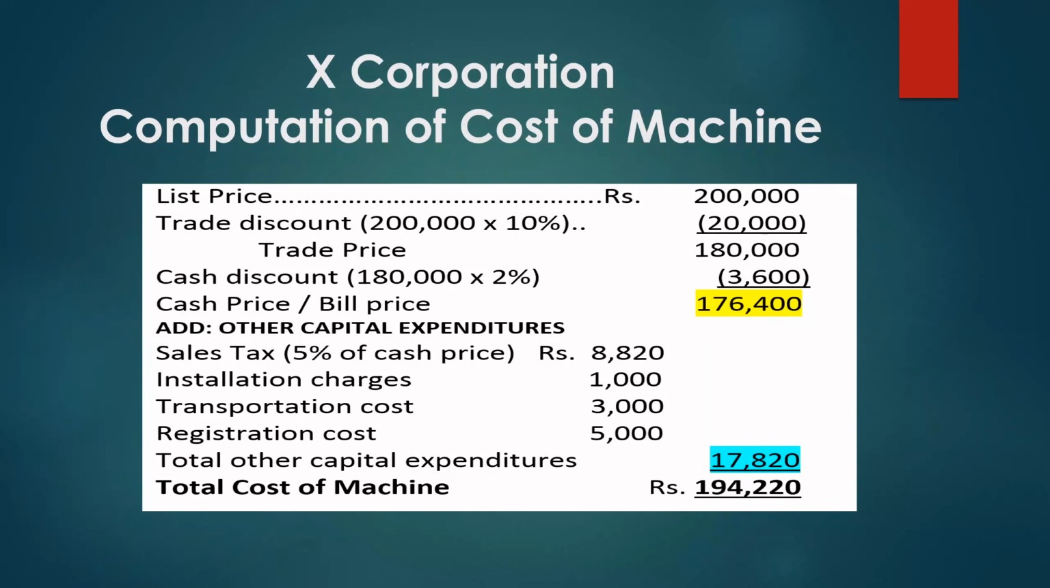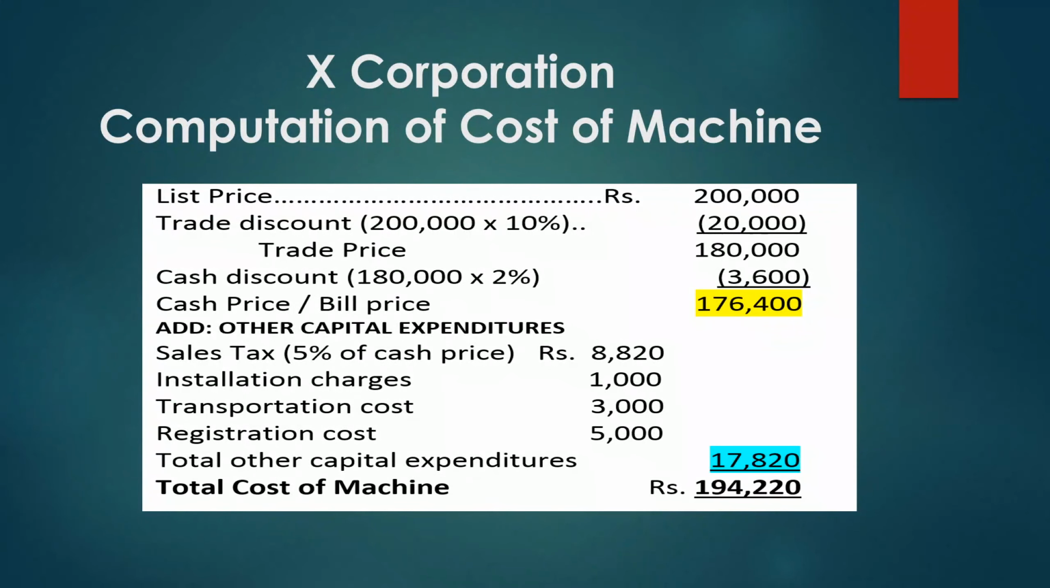Now we have to add other capital expenditure so that we can calculate the total cost of machine. As we already discussed, there are 4 expenses here which are known as capital expenditure: sales tax, installation, transportation and registration. So you can add all these 4 capital expenditures and the result is 17,820. So the total cost of machine, by adding the cash price and total other capital expenditures, we have calculated 1,94,220. Now let's see how all these expenses are recorded in general form.